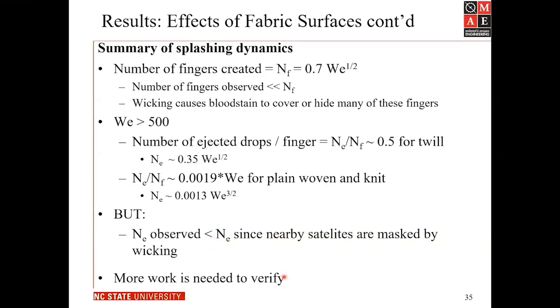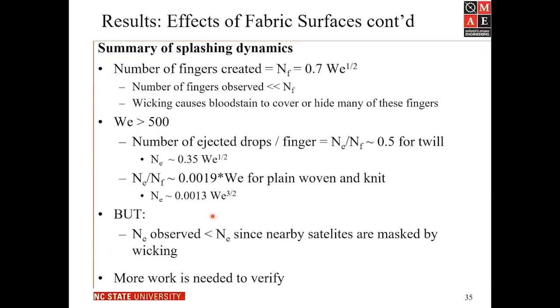Important point, more work is needed to verify these results and to make it more general for other types of fabrics. Each fabric has its own dependence. But this says there's the potential to get more information about the event from the ejected drops, the satellite drops, than from the parent stain. The other thing that the satellites do is help identify the direction from which the drop came, since the satellite drops tend to go in the direction of the moving droplet.